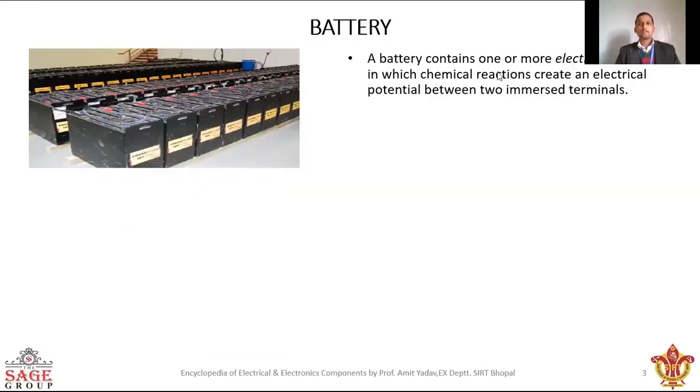A battery contains one or more electrochemical cells in which a chemical reaction creates an electrical potential between two immersed cells. In this figure, you can see we have multiple batteries, and in a battery, chemical reactions take place, and through this chemical reaction we get a potential at the two terminals of the battery.